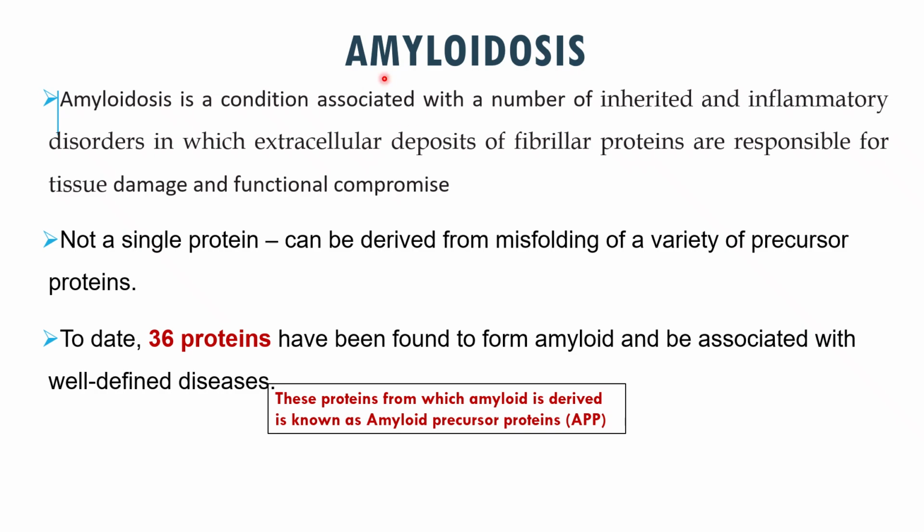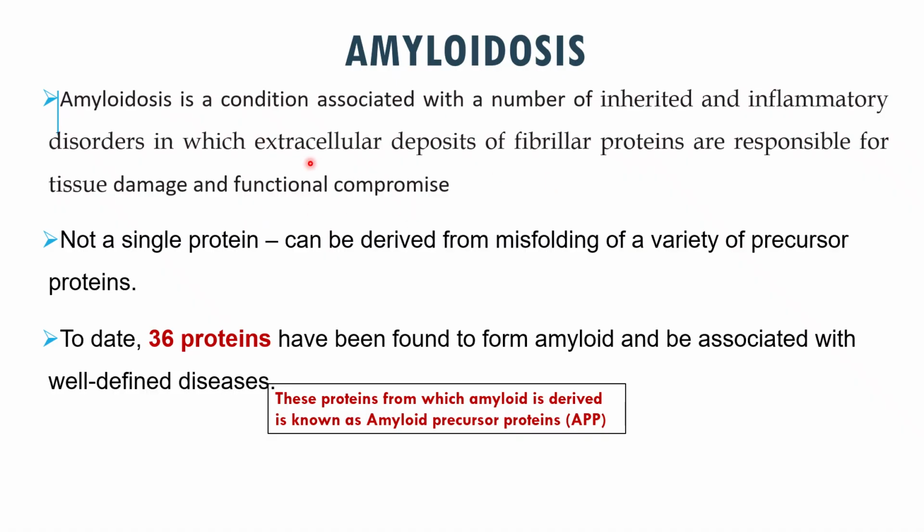Hello guys, today I will discuss amyloidosis. So firstly, what is amyloidosis? Amyloidosis is a condition that is associated with a number of inherited and inflammatory disorders in which there are extracellular deposits of fibrillar proteins that are responsible for tissue damage and functional compromise.